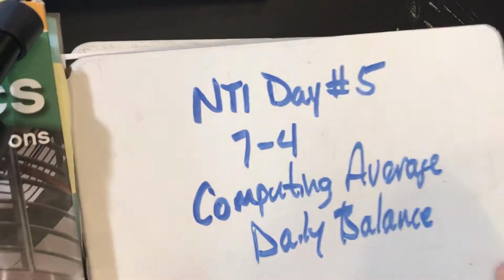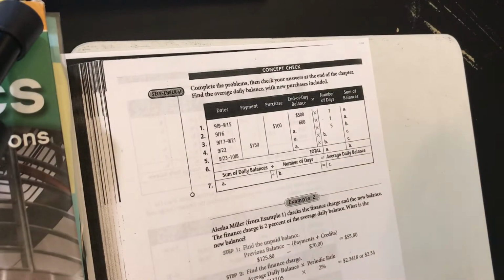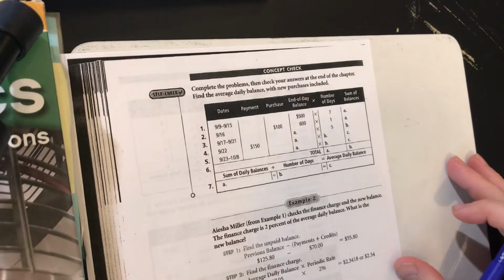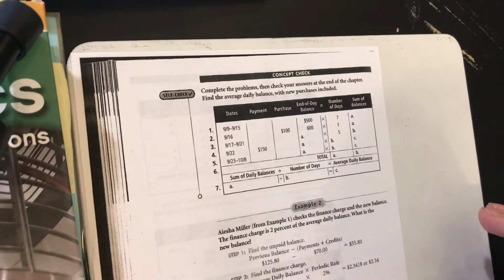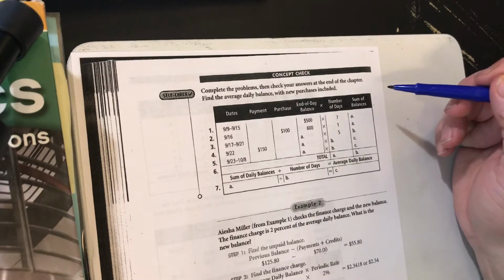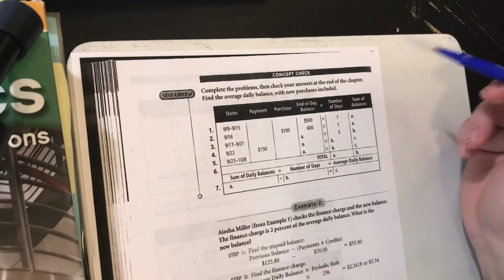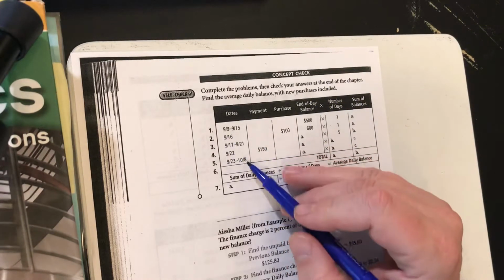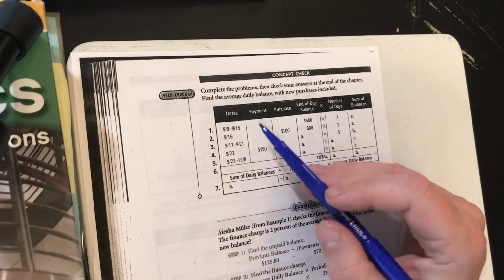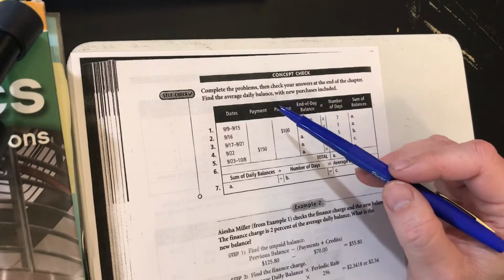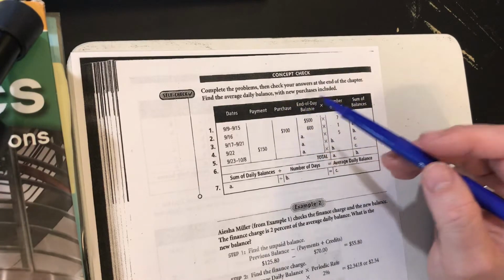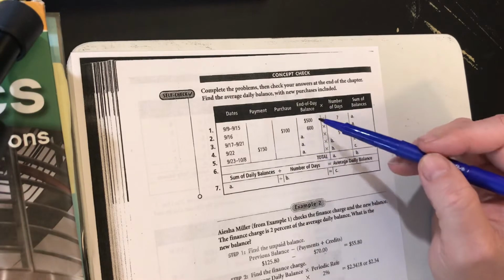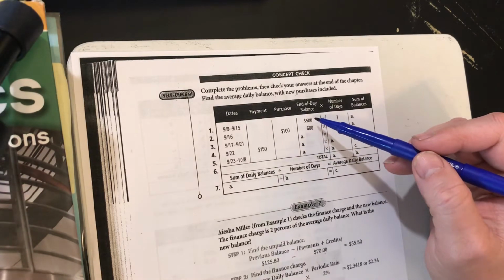So let's go ahead and get started. I'm going to walk you through the concept check question that's on page 270, or I think it's the third page of that particular packet. And so what we have here is a summary of an account statement that goes from September 9th through October the 8th. And you can see that it lists any payments that are made, any purchases that are made, and based on those transactions we calculate an end of day balance.